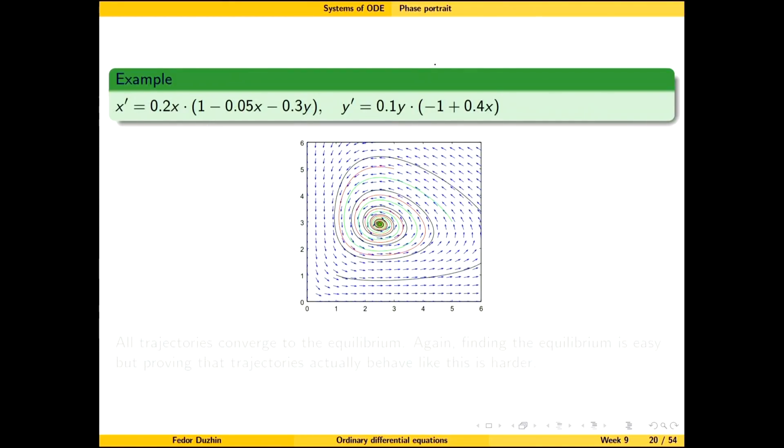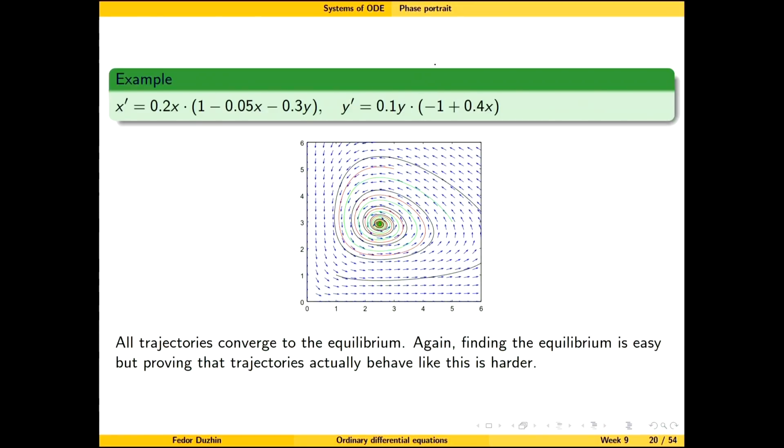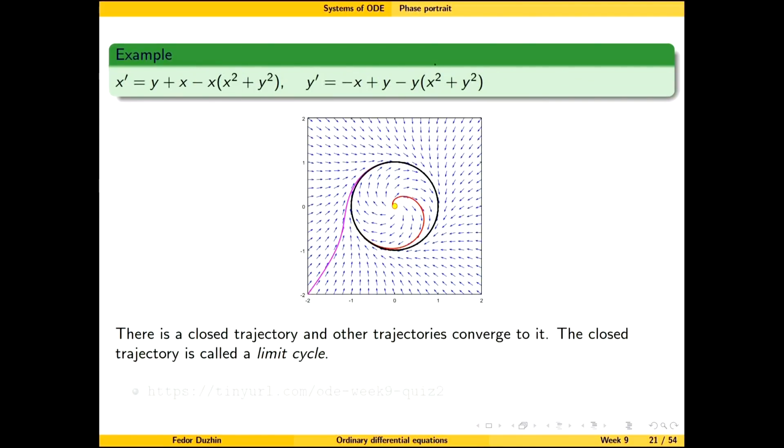So a slightly modified example. Here again we have an equilibrium solution, but then trajectories of the system, instead of going around the equilibrium solution in cycles, approach it as spirals. Okay. Well, and one more complicated behavior that systems of two differential equations may display is called a limit cycle.